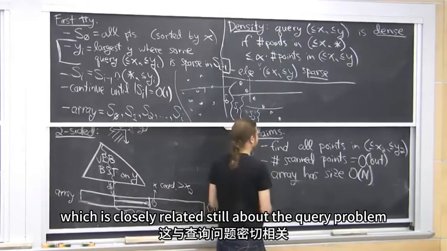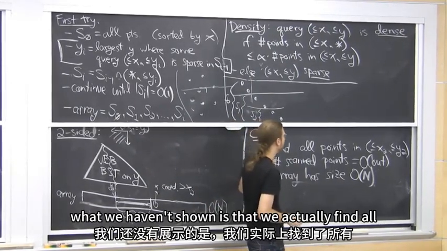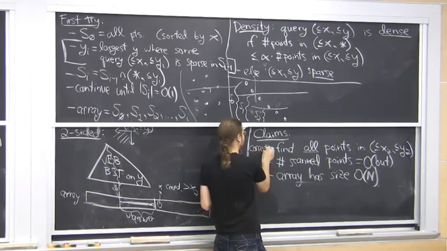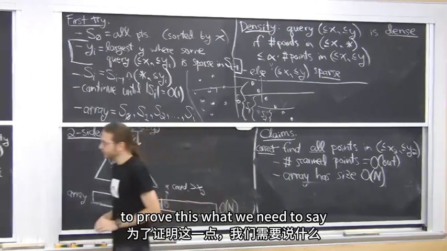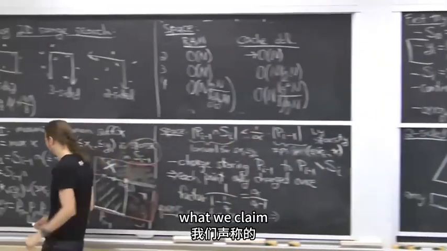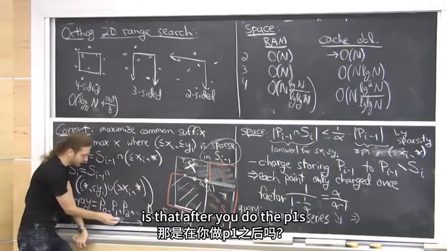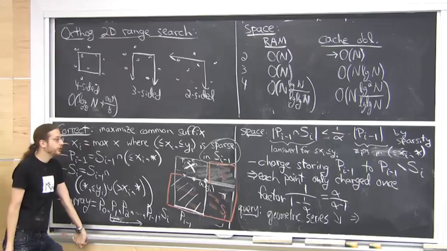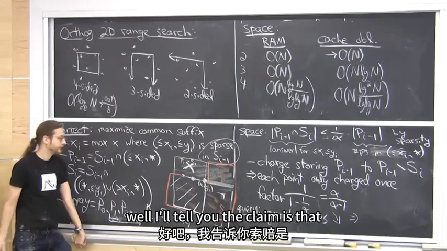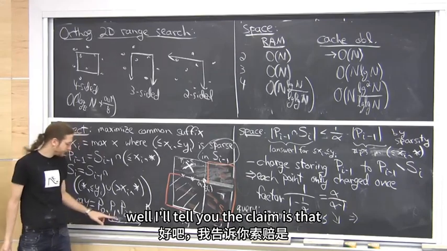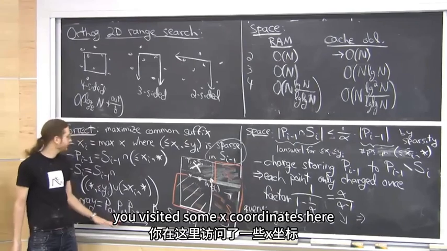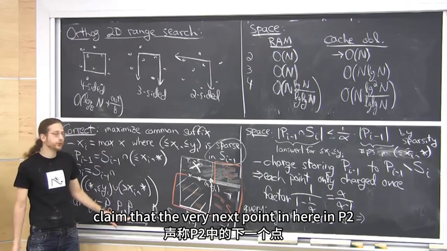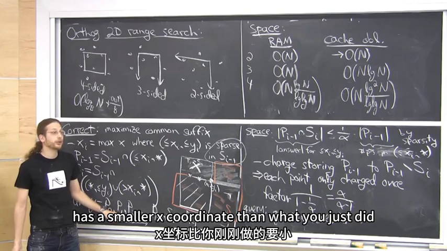Which is closely related. It's still about the query problem. What we haven't shown is that we actually find all the points. This is what you might call correctness. To prove this, what we claim is that after you do the P1s, and now you do the P2s, you visited some x coordinates here. The PIs were all the things up to some x coordinate. Claim that the very next point in here in P2 has a smaller x coordinate than what you just did.